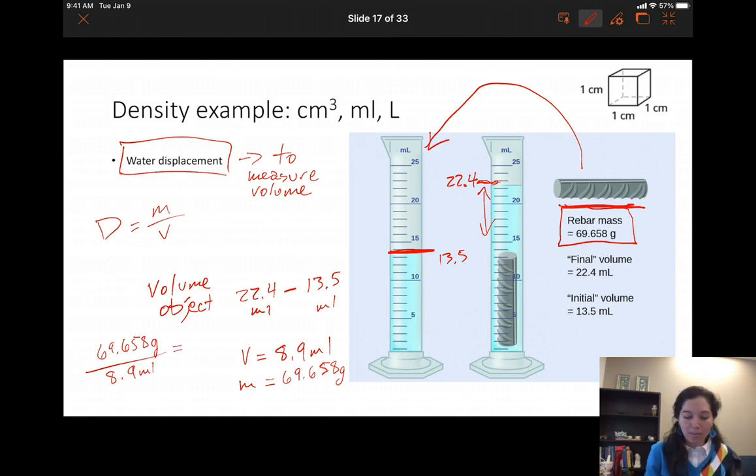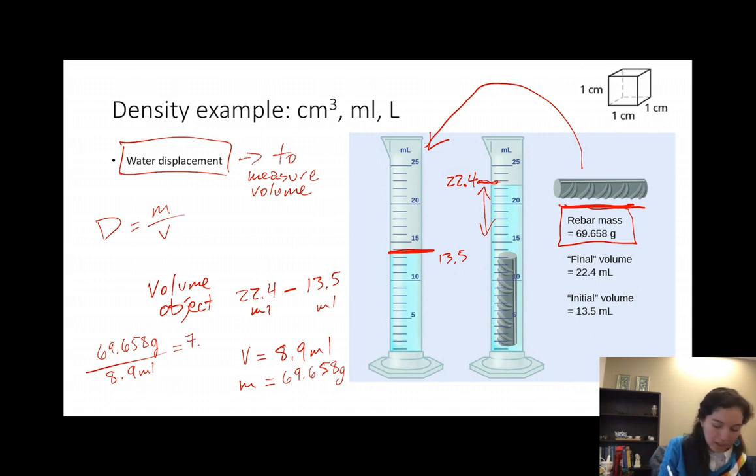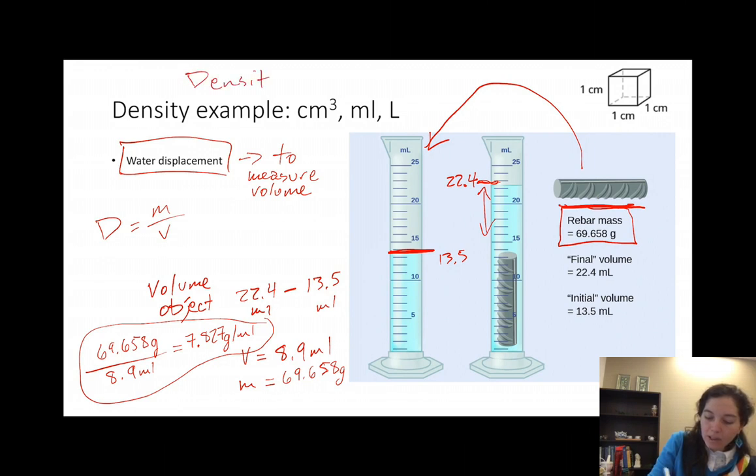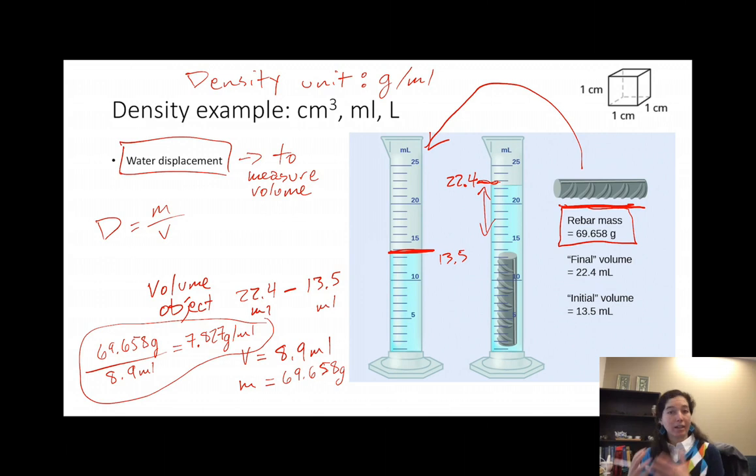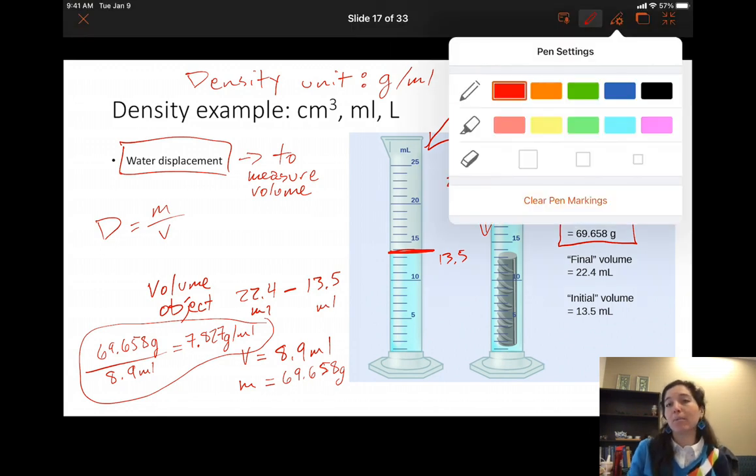So the density of this object would be 7.827 grams per milliliter. So the density unit is anything that's mass over volume. The most common one you're going to see is grams per milliliter. You could also see kilograms per milliliter or grams per liter, as long as it's got something that's a mass over a volume. Now I want to point out something that you may see, just so you understand it. I'm going to clear all these pen markings, so hopefully you have everything written down. Pause if you need to.